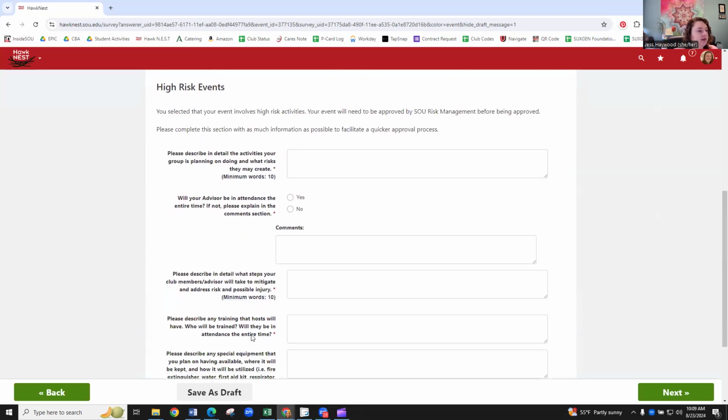So now we see the high risk page, describe in detail your activities. So you have to have at least 10 words.